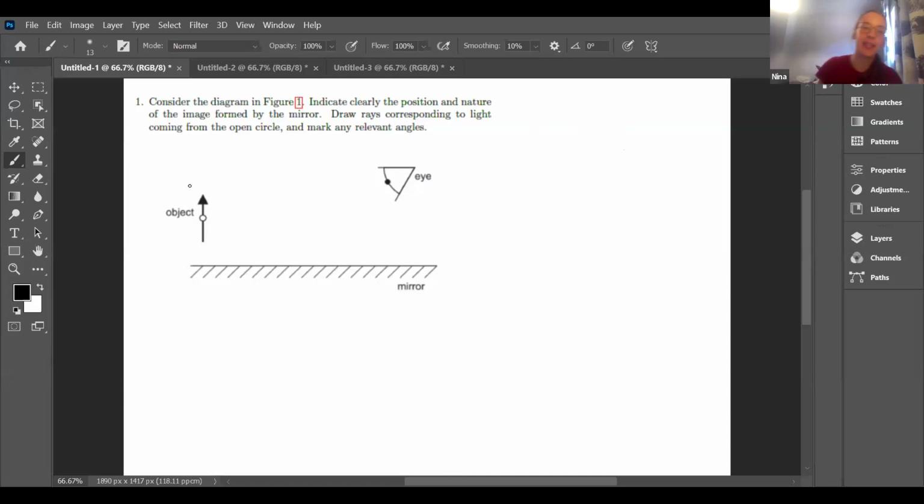Cool. So the first problem says, consider the diagram in figure 1. Indicate clearly the position and nature of the image formed by the mirror. Draw rays corresponding to light coming from the open circle and mark the relevant angles.